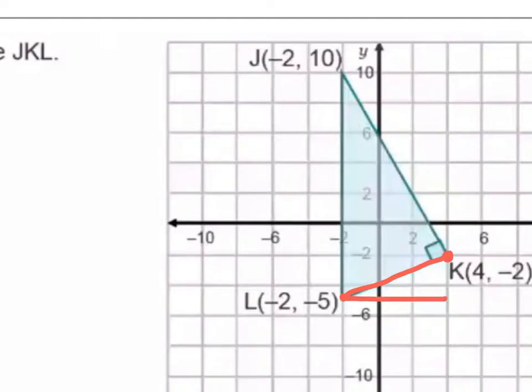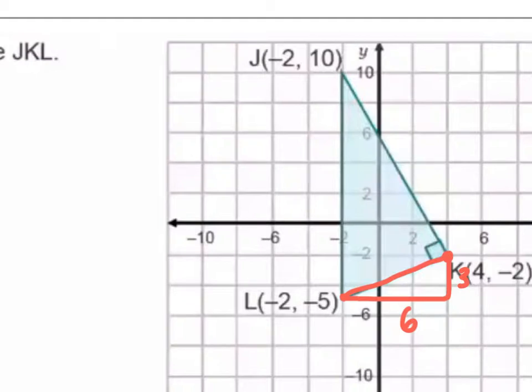Now, it's a little bit harder because you've got some different values here. But as long as we plot these points on a graph and we know where these points are, we're going to be okay. Now, what I know is that we go from -2 to 4, so this is a length right here of 6. And then going from a y value of -2 down to -5, this is a length of 3. All right, so now I know what those lengths are.